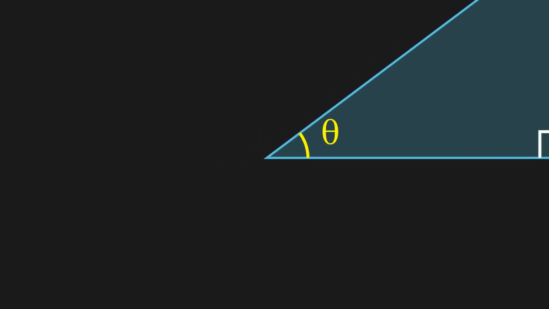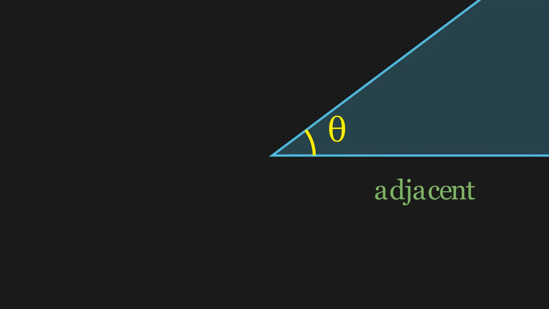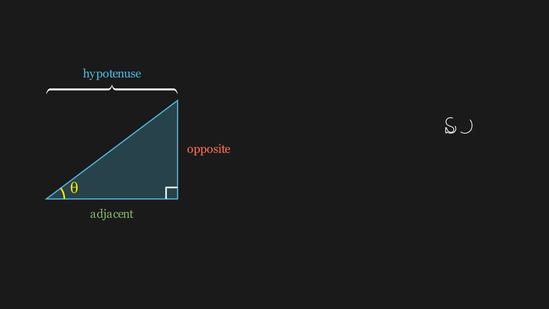Once we label those three sides, opposite, adjacent, and hypotenuse, sine, cosine, and tangent are just three different ways of dividing them. Sine is opposite divided by hypotenuse. Cosine is adjacent divided by hypotenuse. Tangent is opposite divided by adjacent. There's a classic memory trick for this. SOH-CAH-TOA. Sine, opposite, hypotenuse. Cosine, adjacent, hypotenuse. Tangent, opposite, adjacent.